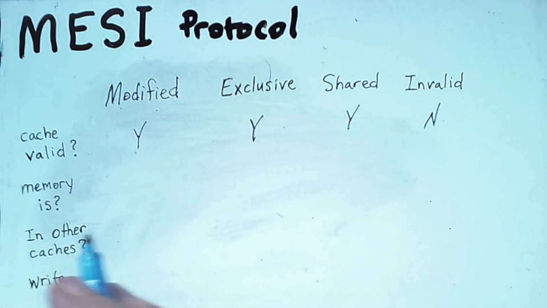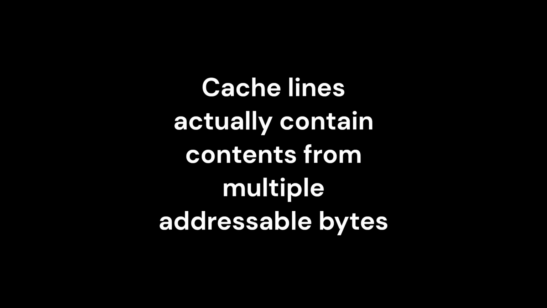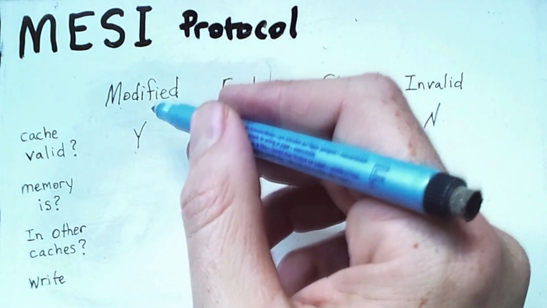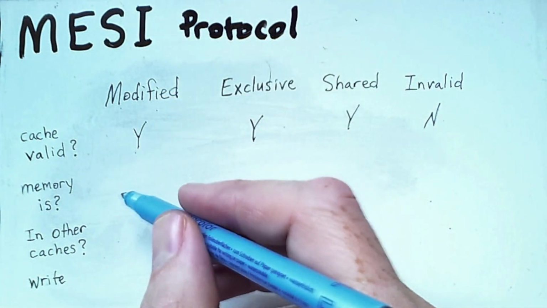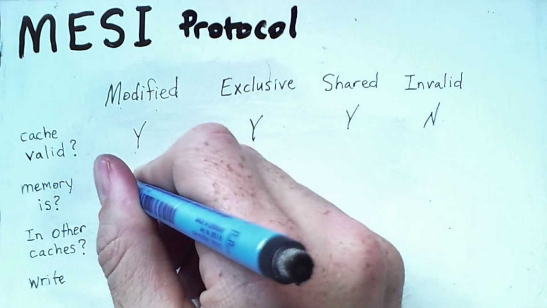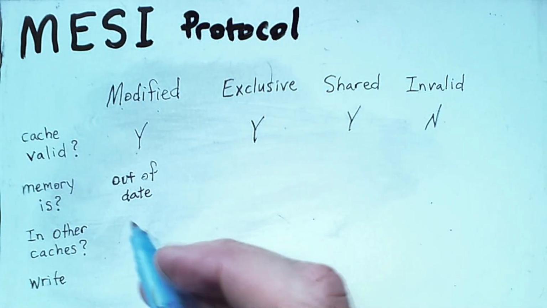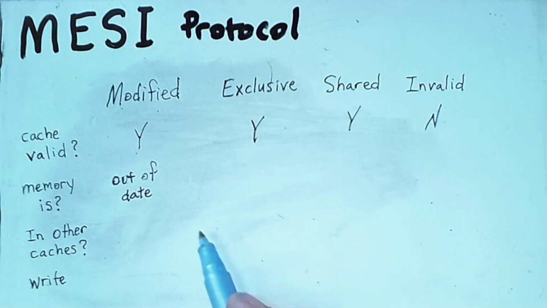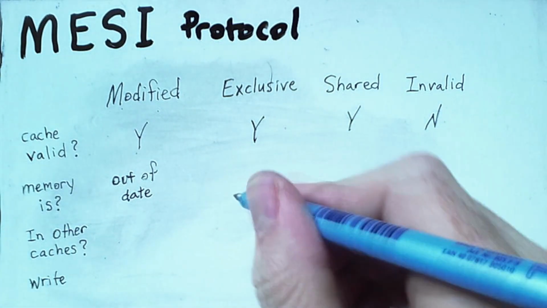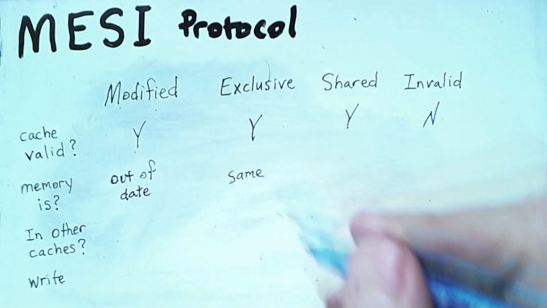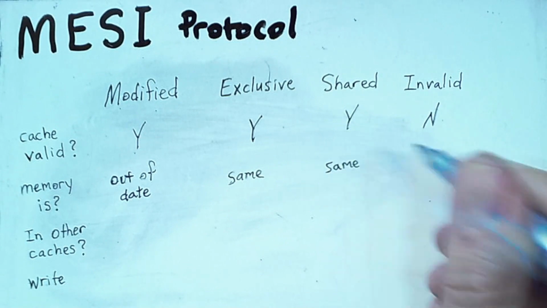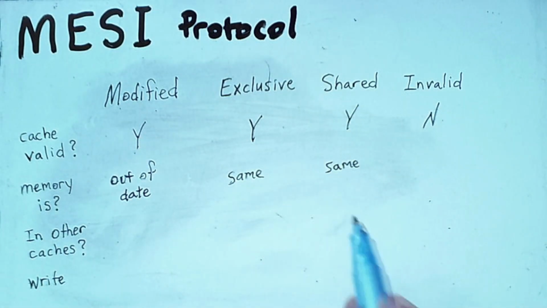Now, each line in the cache refers to a particular memory address. So if one cache has a cache line in a modified state, then the corresponding memory is going to be out of date. However, if a cache has exclusive access to memory but has not modified it yet, then that means that the cache matches memory, and so they're the same. The same is true if the data is shared among several caches. That means the exact same data is in each of the shared caches and also in memory.